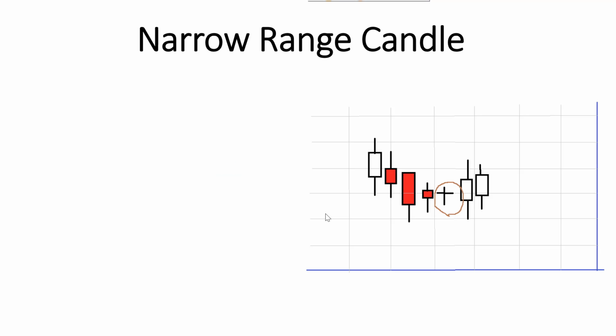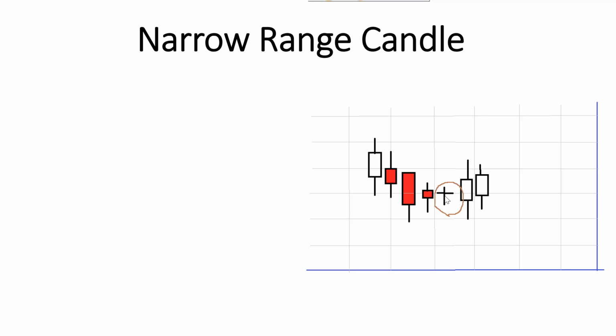A narrow range candle. So here you can see there is actually no body. This is a daily candle. So for the last 4 days we were in a negative price movement. We were having a price movement that is going red, red, red. But on the 5th day, you can see there is no buying pressure or selling pressure. The body is null. Here it means the traders are indecisive.